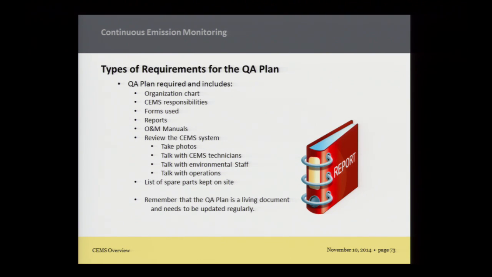And then a list of spare parts must be kept on site, and you better keep those spare parts on site. If you list them in your QA manual, you better check that, because they will go look at it from time to time. And they also like to see the organization chart kept up. They like to see if your manager changes or whatever. If you list them, you better check them. That's why sometimes it's best to start at who manages the CEMS versus going all the way up the chain. And remember, the QA plan is a living document. It does need to be updated regularly.